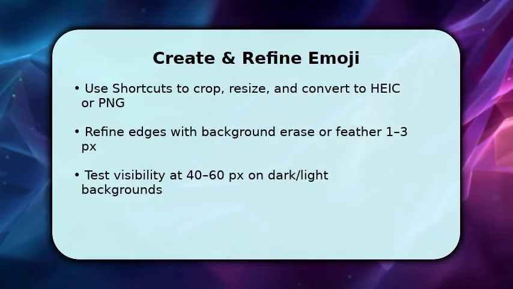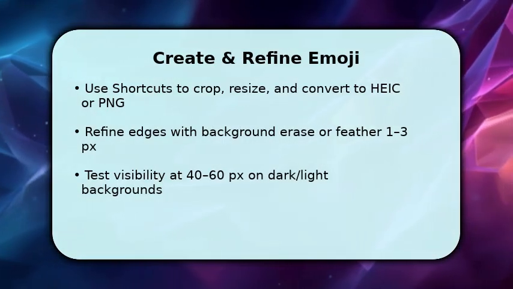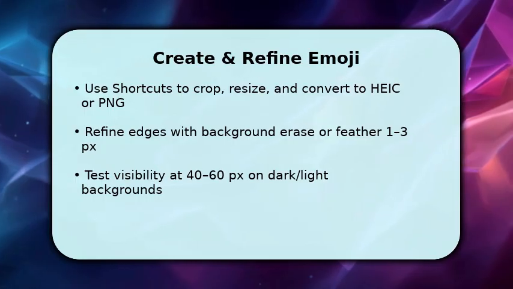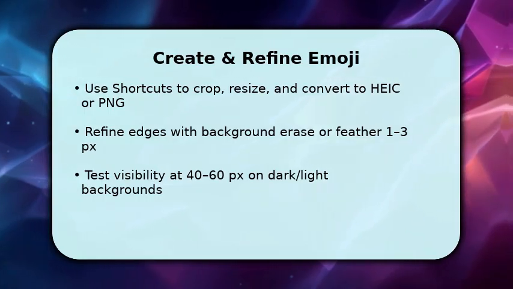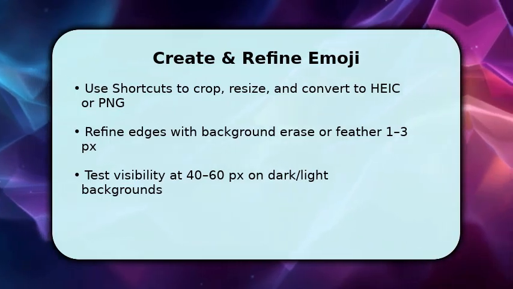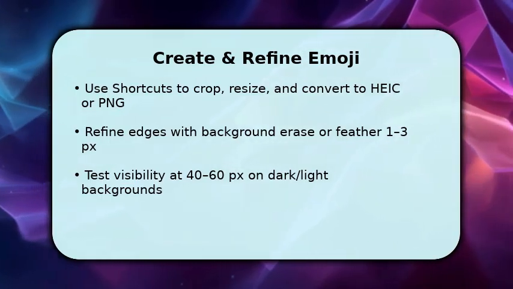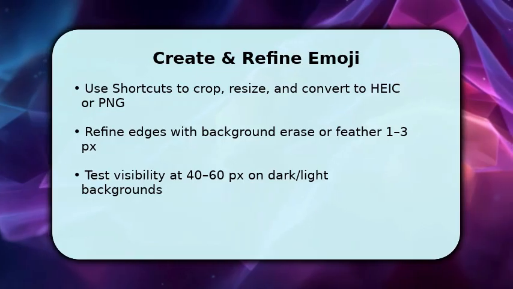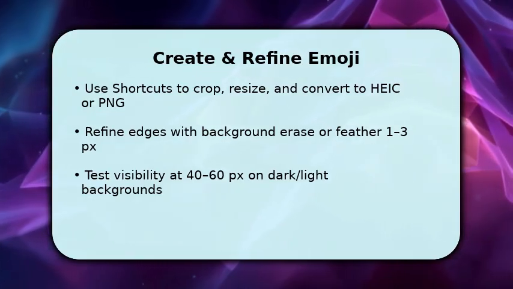Now you refine and create the emoji itself. You'll crop and resize inside Shortcuts or your editor, converting to the required format, HEIC for Live Stickers or PNG for static emoji. This keeps transparency. Then erase or feather edges by 1 to 3 pixels so the icon reads at small sizes.